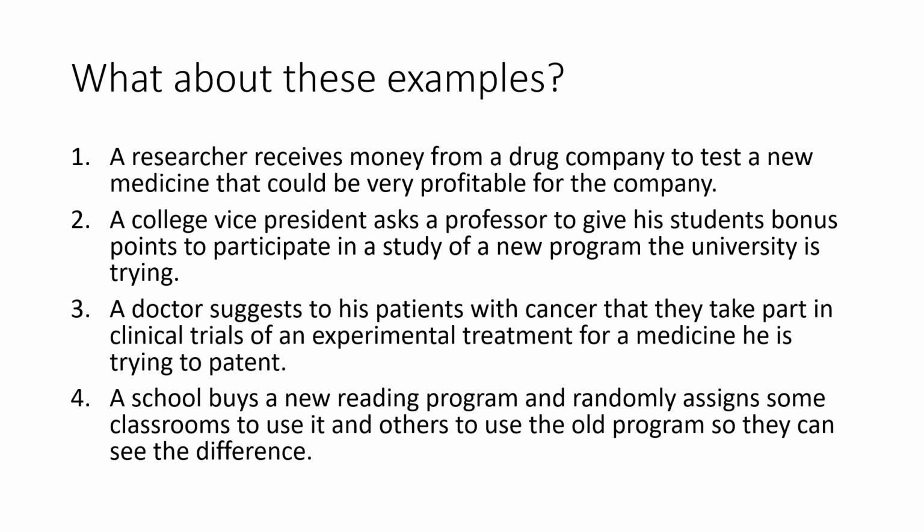And this last example, a school buys a new reading program and randomly assigns some classrooms to use it and others to use a really outdated old program because they want to see the difference. And the challenge here relates to justice, in that what about the children who have to use the old program? Is the opportunity to learn better being withheld from them? And so if this really is a good program, the researchers need to make it possible for children in both groups to benefit from the new program. And a design approach called counterbalancing can help with that. All right, on to the next section.